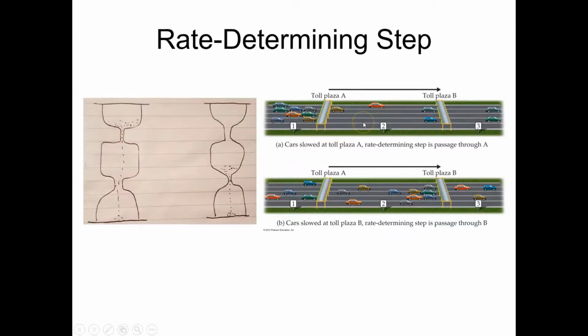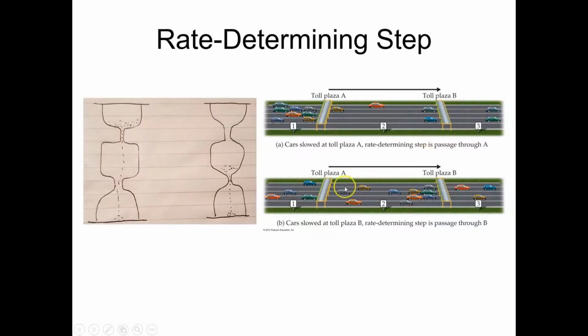And the textbook uses the concept of toll plazas. You've got two toll plazas. If these people are not as fast at taking tolls as these people are, you're going to get a backup at the first toll plaza, and you're not going to get any backup here because cars are actually arriving here at a slower rate than they can be processed.